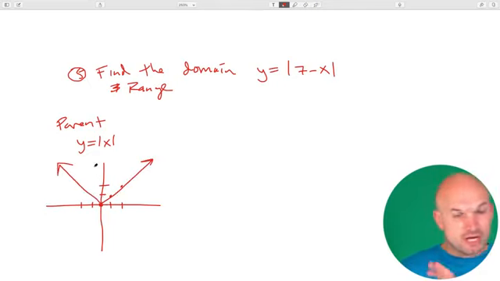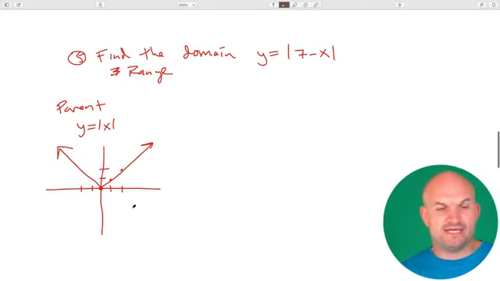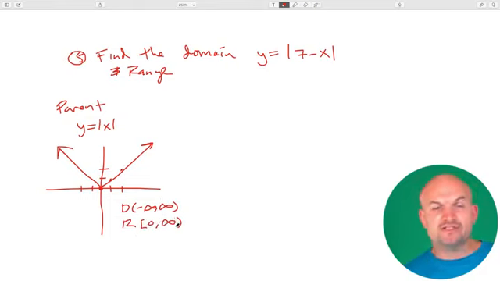Okay, so automatically from understanding this parent graph, we can recognize a couple things. The domain here is going to be all real numbers, right? Because this graph expands to the left and to the right. And the range in this case is going to be from 0 to infinity. Again, make sure 0 is included, right? And then it's going up to infinity.